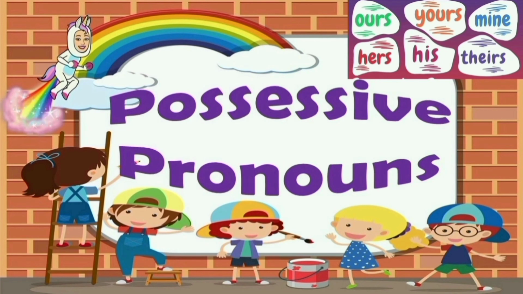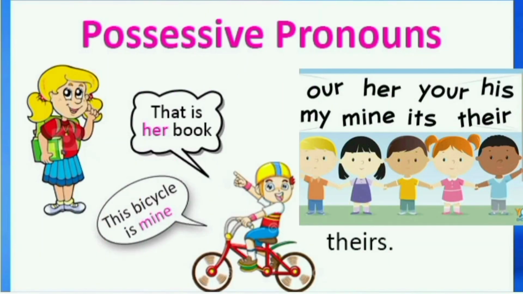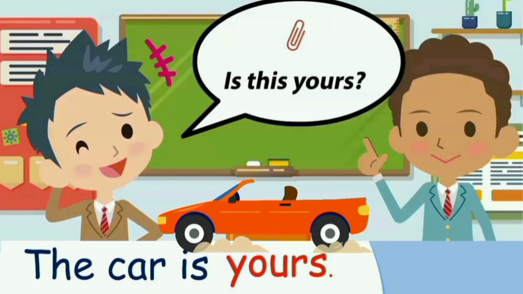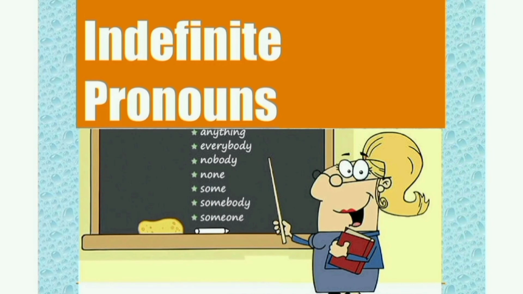Possessive pronouns show ownership. They indicate possession. They look more like possessive adjectives, but actually possessive adjectives are possessive pronouns in adjectival function. Possessive pronouns show ownership. For example, my, our, yours, theirs, hers, his. All these are examples of possessive pronouns.